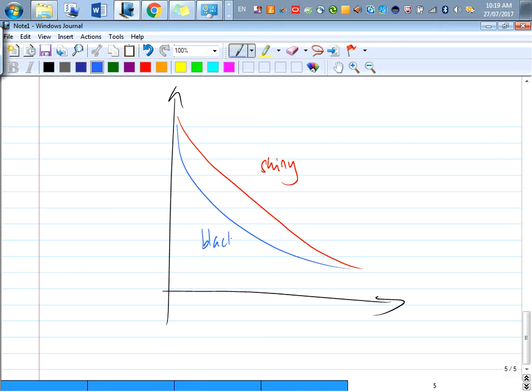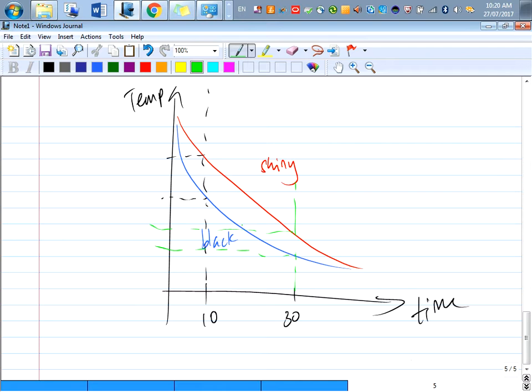Shiny and black. At any given time, for example, time equals 10 seconds, the temperature for the black tin is lower compared to the temperature of the shiny tin. So we can conclude that the black tin is emitting heat at a higher rate. Let us try time equals 30 seconds. The temperature for the black tin is still lower than for the shiny tin. So based on the graph, we conclude that the black tin emits heat at a higher rate compared to a shiny tin. Understand what this experiment shows?